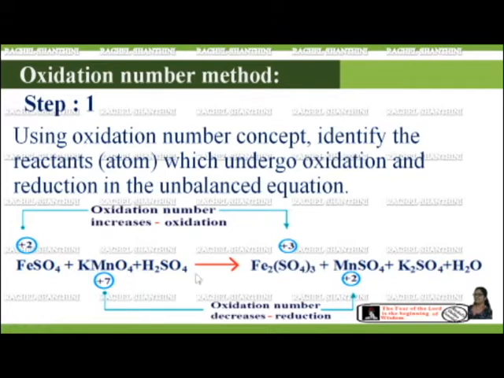Now, when you note this unbalanced redox reaction, we could see the oxidation number of iron in ferrous sulfate is plus 2 and the oxidation number of iron in ferric sulfate is plus 3. Here the oxidation number increases from plus 2 to plus 3. So this is the oxidation part of this redox reaction. Coming to potassium permanganate, the oxidation number of Mn in KMnO4 is plus 7 and the oxidation number of Mn in MnSO4 is plus 2. Here the oxidation number decreases. So this is the reduction part of this redox reaction.